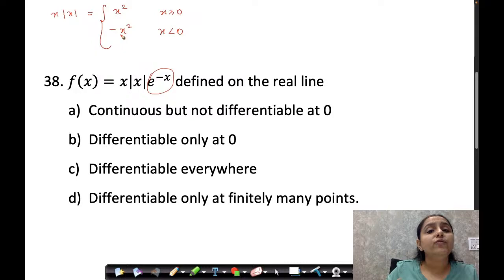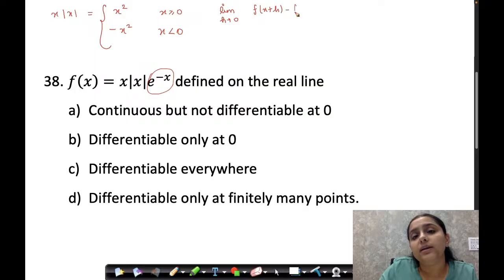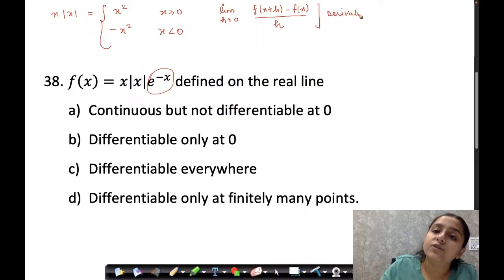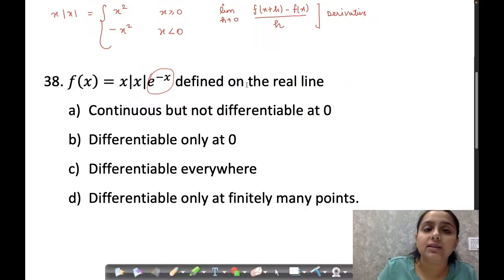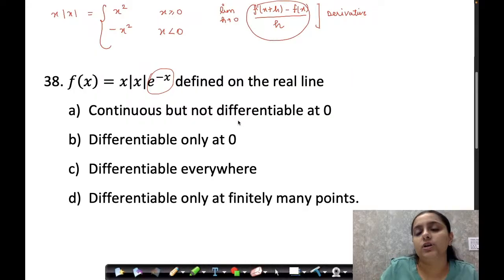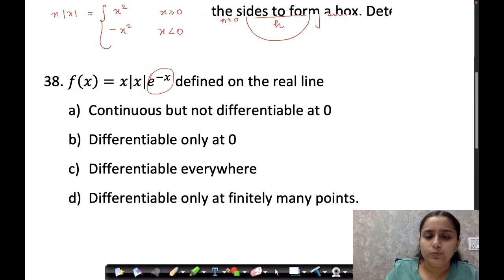How do we check differentiability? We say limit h approaches zero, difference quotient f of x plus h minus f of x upon h. What is this? This is basically the derivative. The difference quotient is what? This is the derivative only. So instead of taking the difference quotient, I can simply take the derivative of the function and find the limit of that. Isn't that easy?